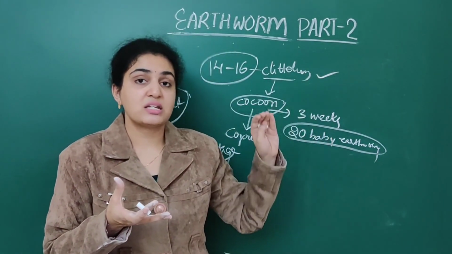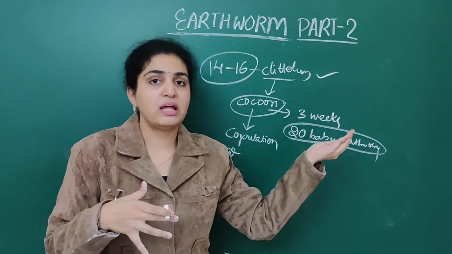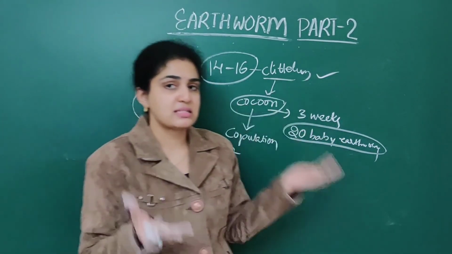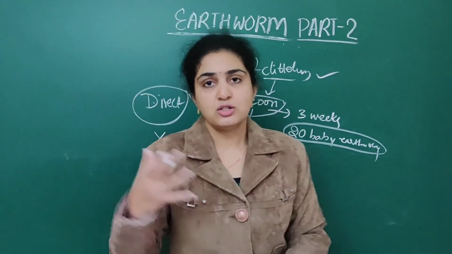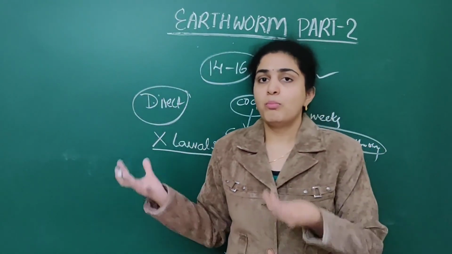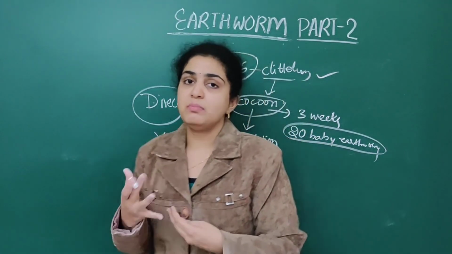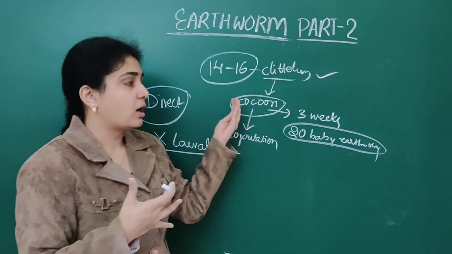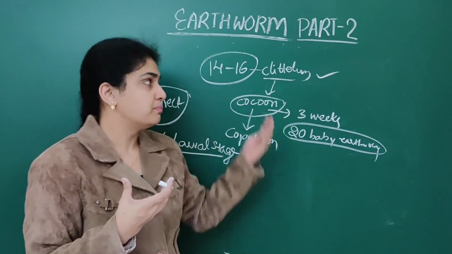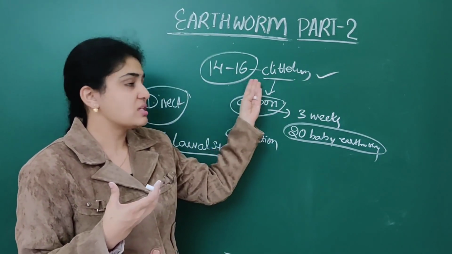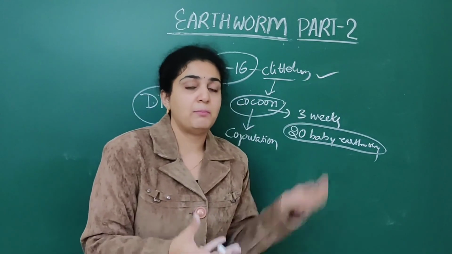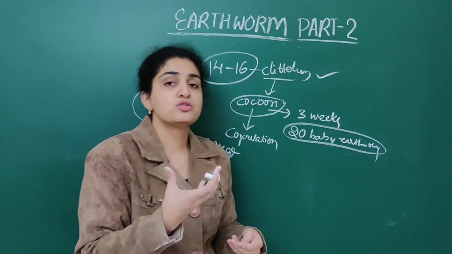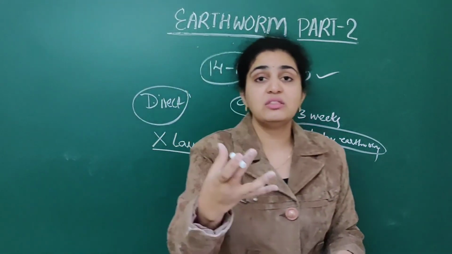Vas differentia will extend up to the 18th segment. So above the 18th, the 17th, and below the 18th, the 19th, these two accessory glands are present. Ovaries in the 12th and 13th segments. Both the worms meet during copulation. Then cocoons are produced by the 14th to 16th segments, that is clitellum. By clitellum the cocoon is produced. The cocoon gives rise to 20 baby earthworms within 3 weeks.